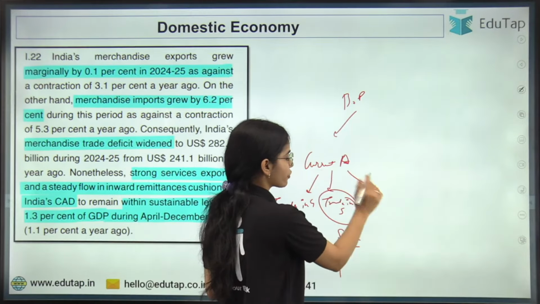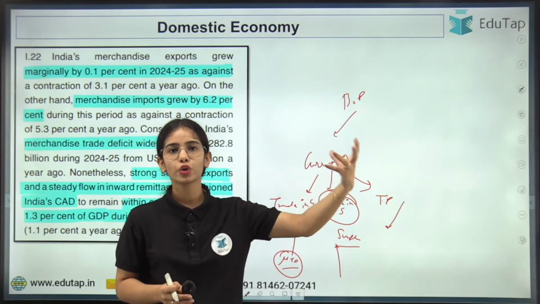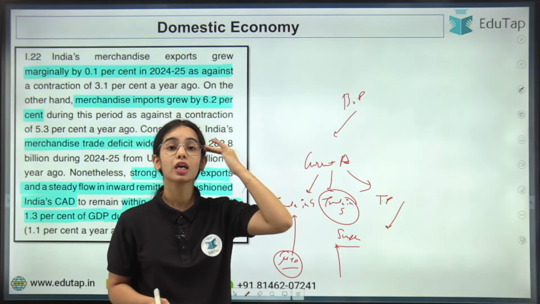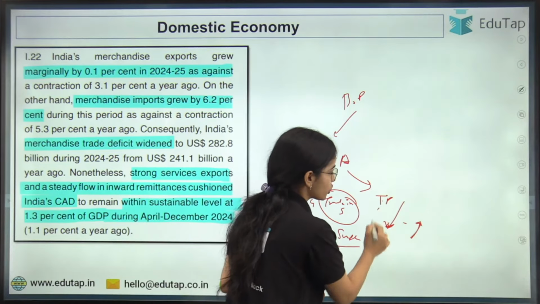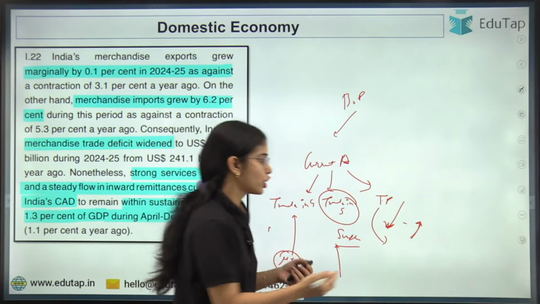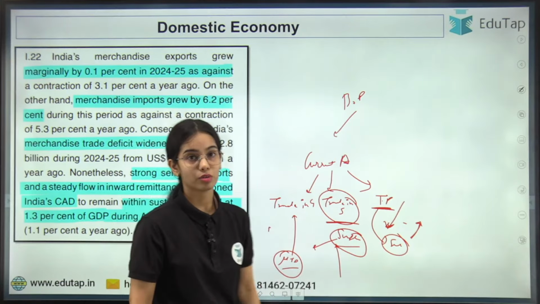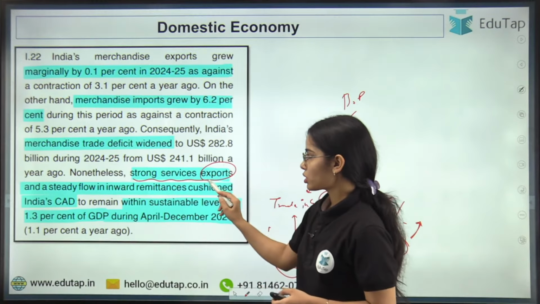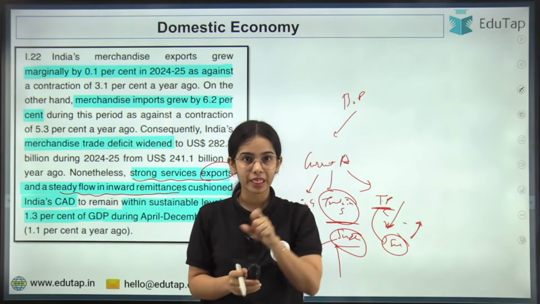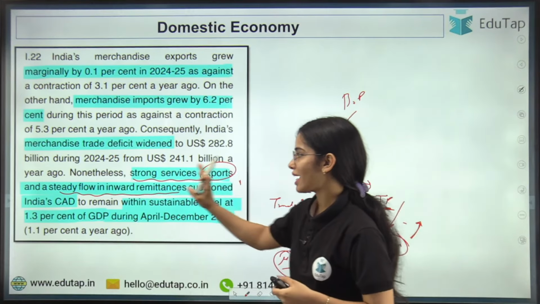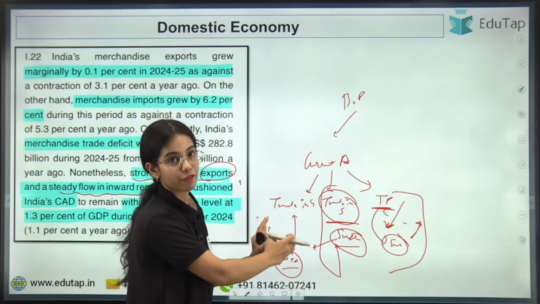The third component of the current account is transfer payments, the remittances that we receive. We also send remittances, like sending money to relatives living in the US or UK, but we receive a lot more remittances than we give. So transfer payments were also in surplus. The surplus in transfer payments and the surplus in trade in services covered up the deficit in trade in goods. Because of strong services exports and a steady flow of inward remittances, we were able to cover a part of the deficit of the trade in goods.